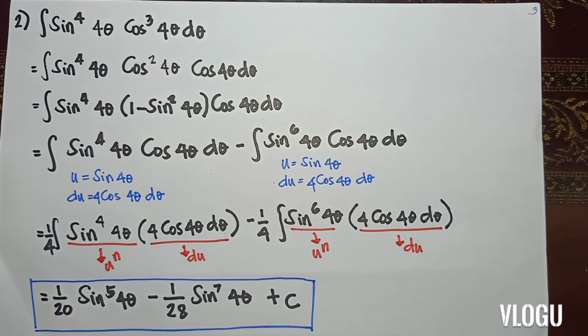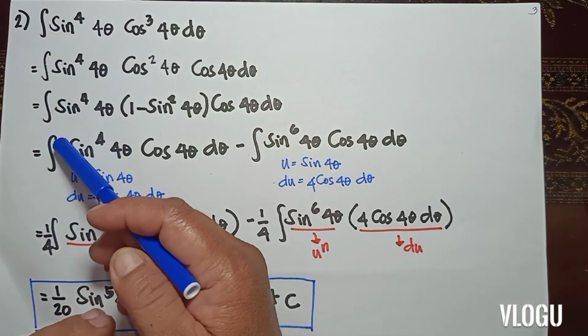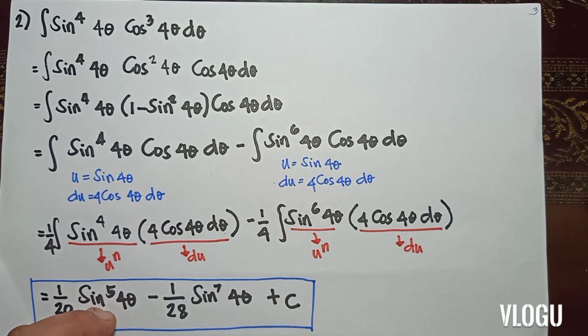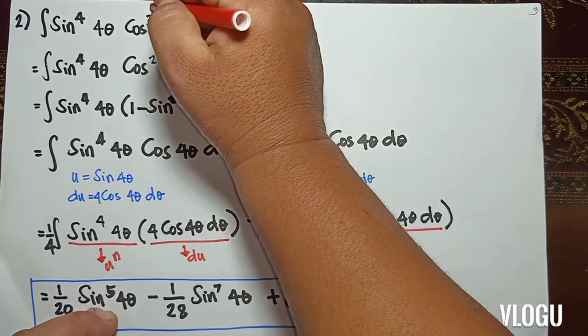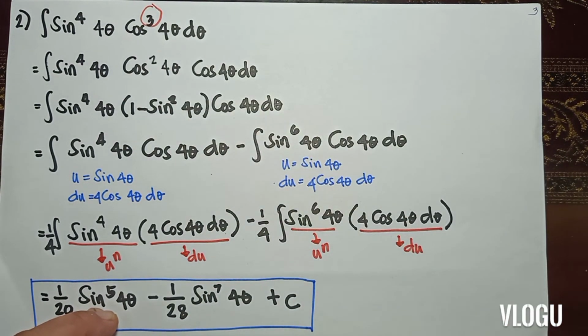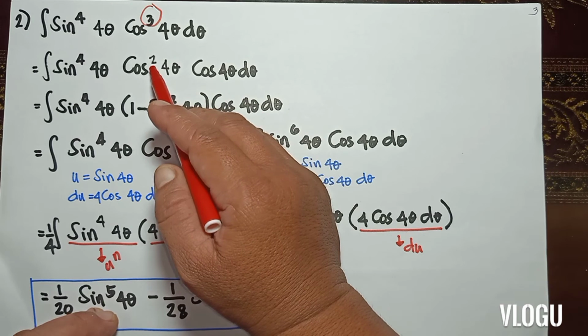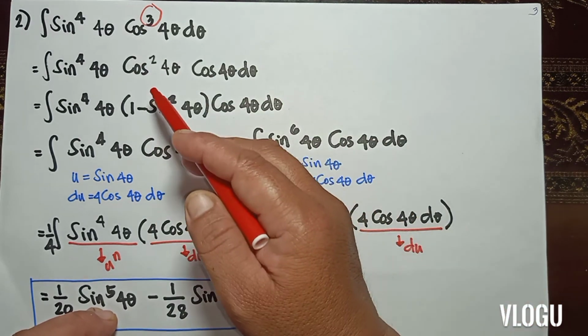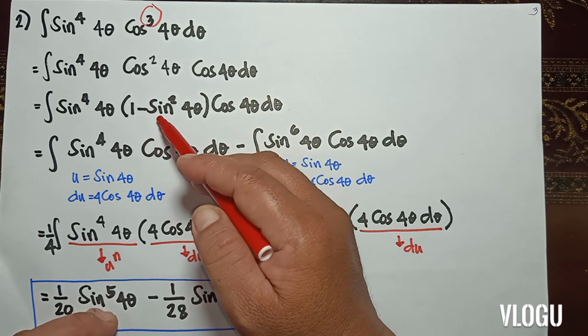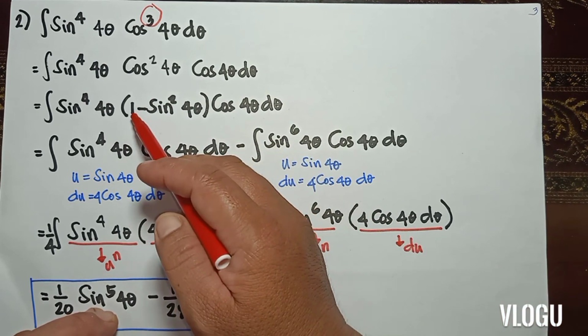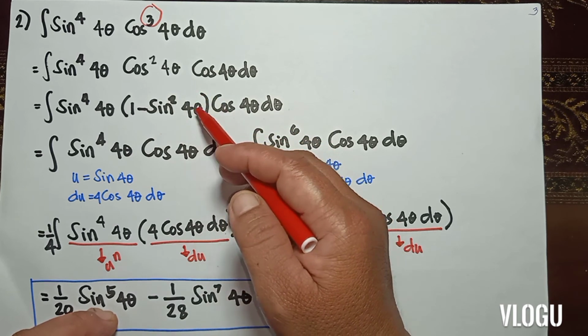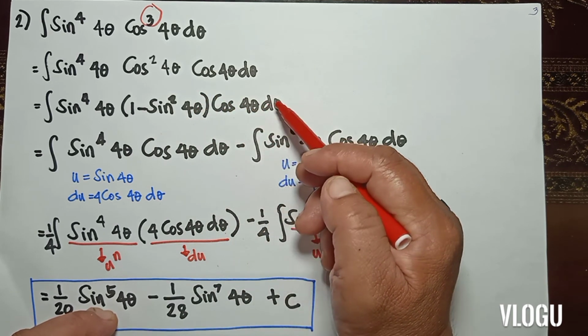Okay, let's proceed to the next example. That is number 2: the integral of sine to the 4th 4 theta cosine cubed 4 theta d theta. If you look here, one of your exponents is an odd number, that is 3. So what we're going to do is factor out one cosine. What is left is cosine squared. Then transform cosine squared to 1 minus sine squared. So you have 1 minus sine squared 4 theta, then cosine 4 theta d theta.